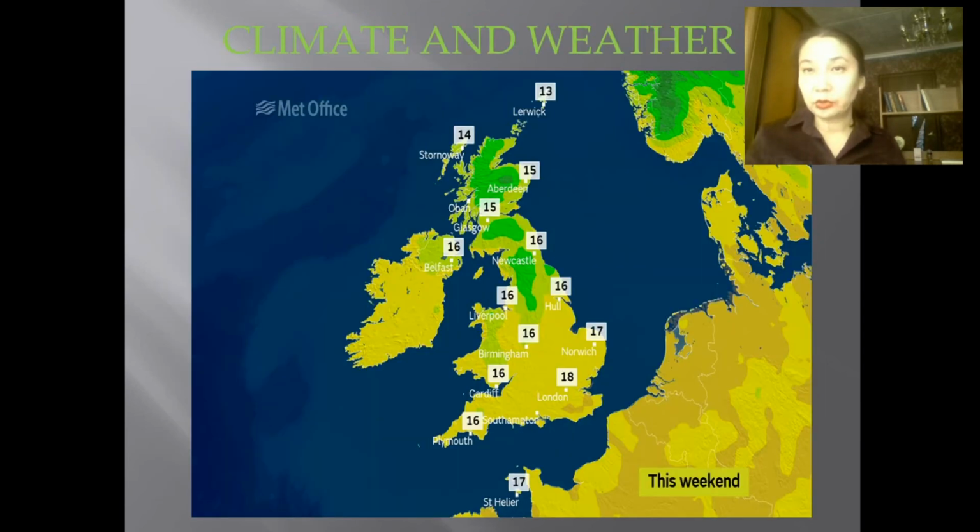So the last point of our lecture is climate and weather. The United Kingdom has a mild climate, even though it lies as far north as bitterly cold Labrador. Winter temperatures rarely drop as low as 12 degrees below zero, and summer temperatures seldom rise above 32 degrees. The annual mean temperature in the British Isles is 9 to 10 degrees above zero.